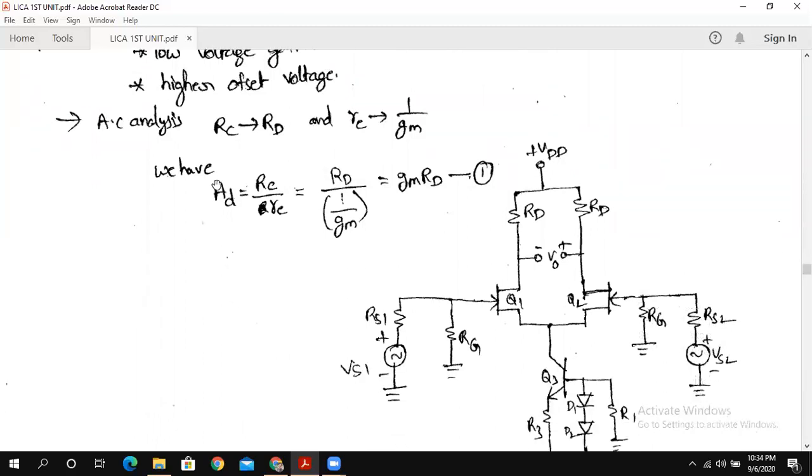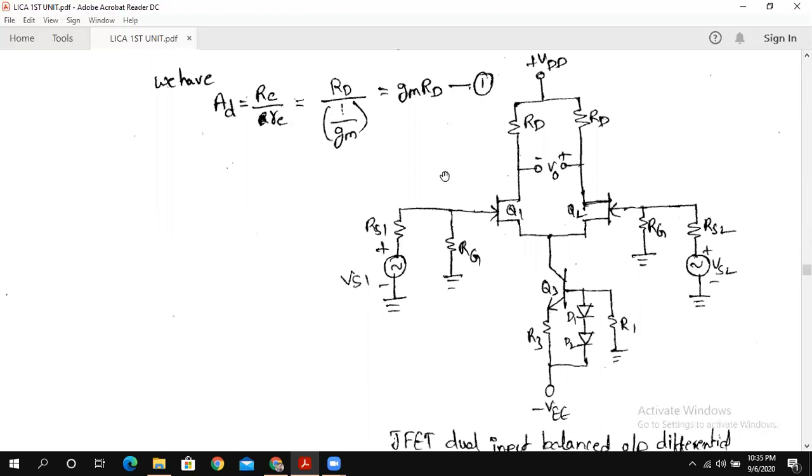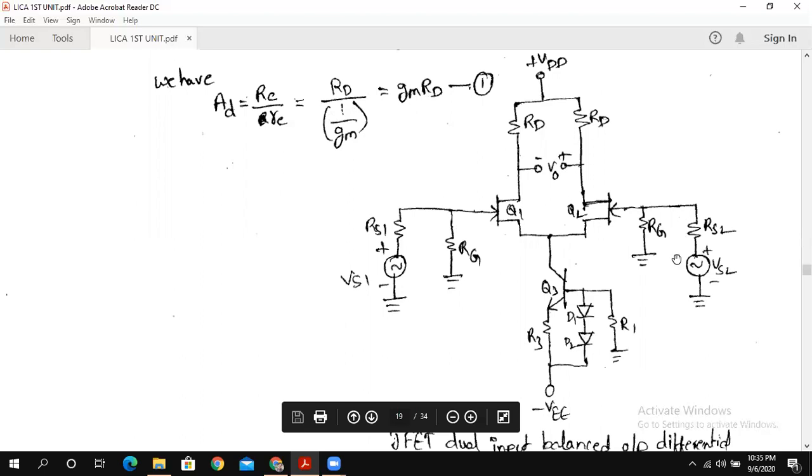Now the AC analysis. RC is replaced with the drain resistance RD, and re is equal to 1 by gm, that is, the conductance. RE is the emitter resistance. So AD is equal to RC by RE, that is, RD by 1 by gm. So AD is equal to gm into RD, the conductance times the drain resistance. So AD depends upon the conductance and the drain resistance. This is the FET differential amplifier, the field effect transistor differential amplifier.